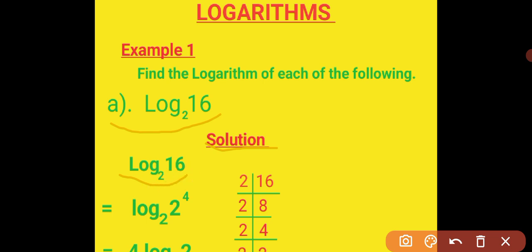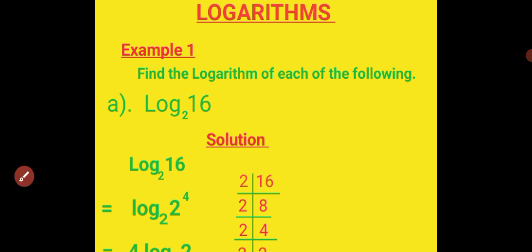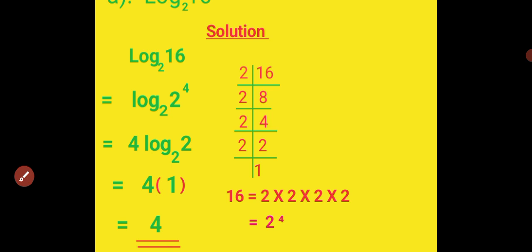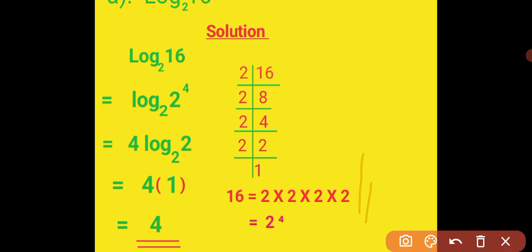So in that one, first of all, we need to factorize 16 so that we can write it in power form. So now when we are writing 16 in power form, we divide using the ladder method. So here we have 16. When we divide it by 2, we get 8. Then 8 divided by 2, we get 4. Then 4 divided by 2, we get 2. Then 2 divided by 2, we get 1.